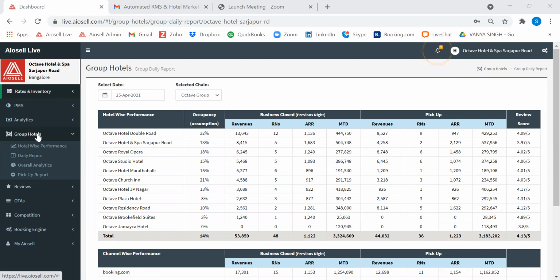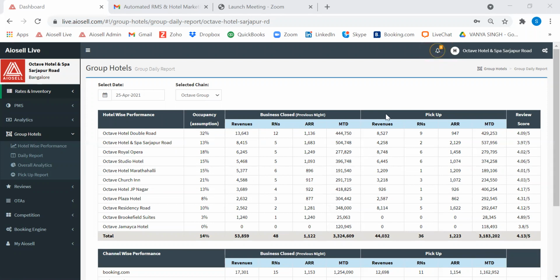A lot of our clients are chain hotels, and for their top management at the corporate office, we have a daily report, which is basically a group daily report, which will give them what was the previous night's performance. So they can see all their hotels and what was the occupancy in each of their properties the previous day, what was the revenue closure, how many room nights were sold, and what was the average room rate, as well as what was the month to date revenue.